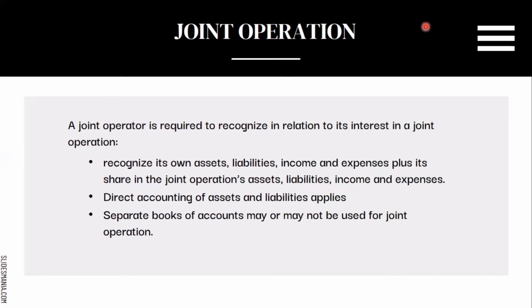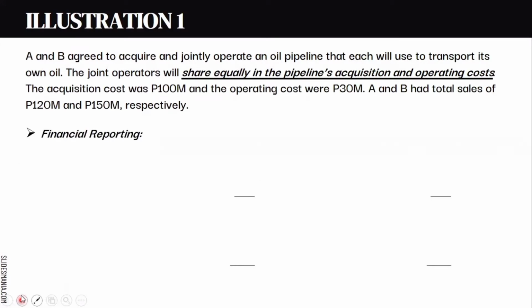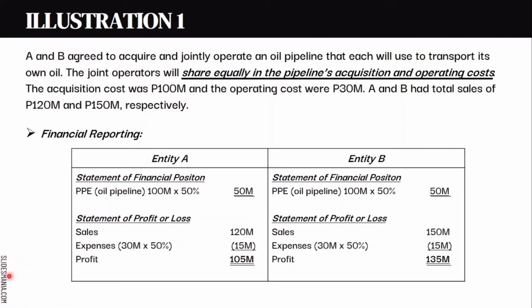Second, joint operation applies direct accounting of assets and liabilities. And joint operation may or may not be used separate books of accounts. Okay? Pagdating naman natin sa financial reporting ng joint operation, ganito ang ginagawa nila. So illustration number 1. A and B agreed to acquire and jointly operate an oil pipeline that each will use to transport its own oil. The joint operators will share equally in the pipeline's acquisition and operating costs.